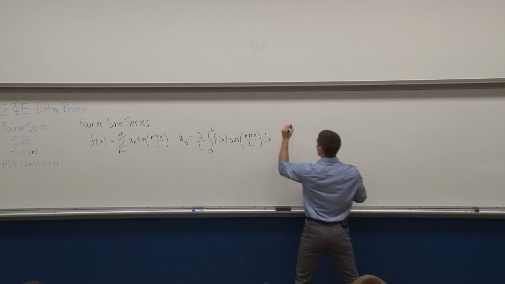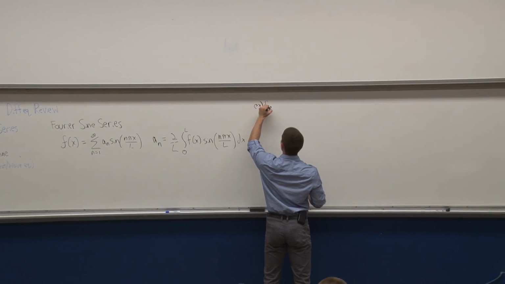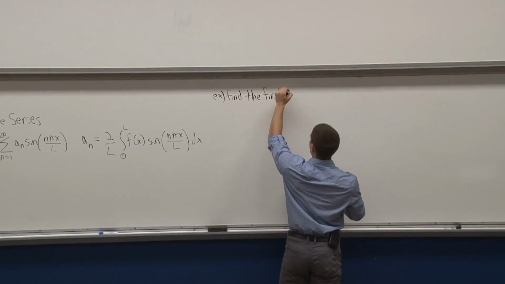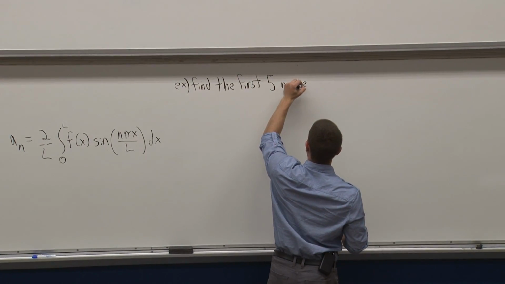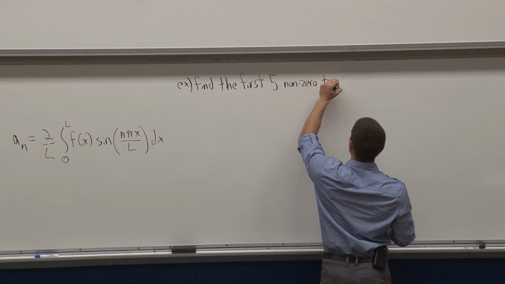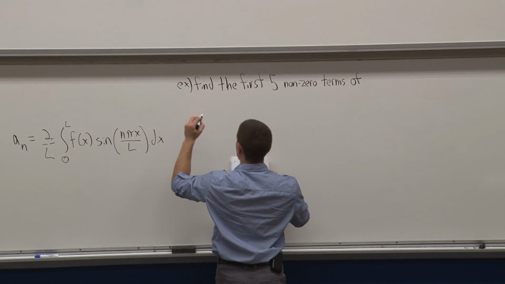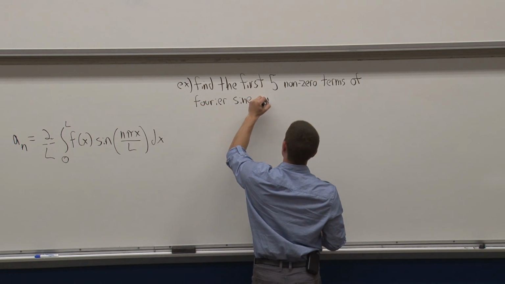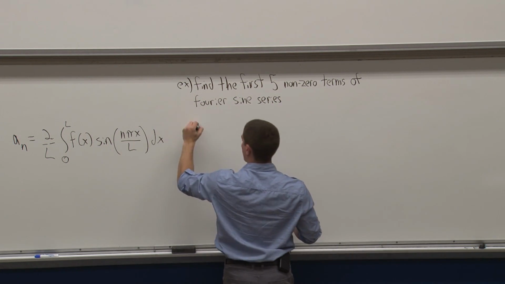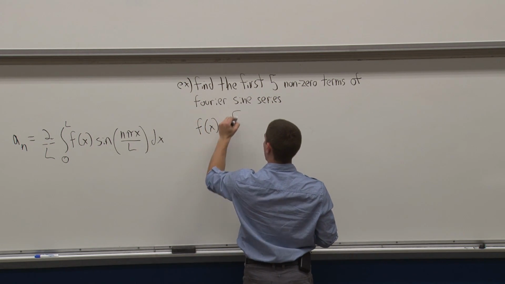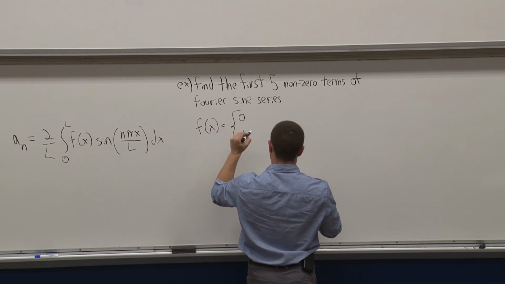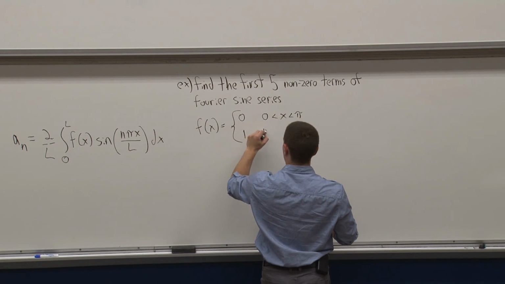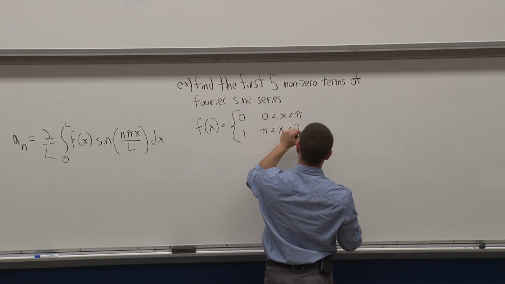All right. So your example is: find the first 5 non-zero terms of the Fourier sine series of this function f of x, which is going to be a piecewise function most of the time. This is a very simple one: 0 for x less than pi, and 1 for pi less than x less than 2 pi.